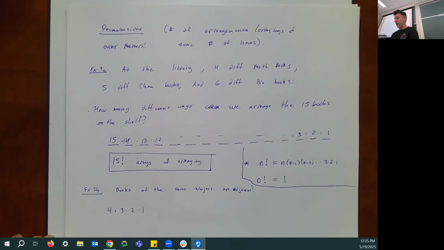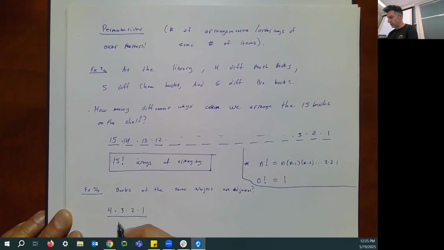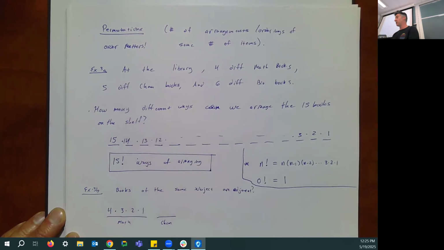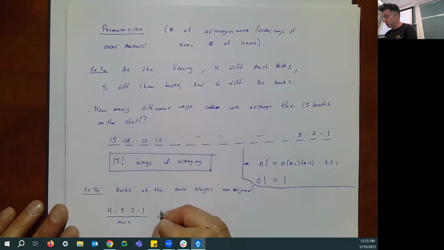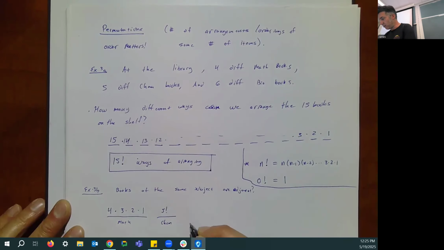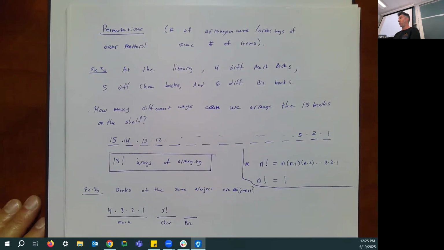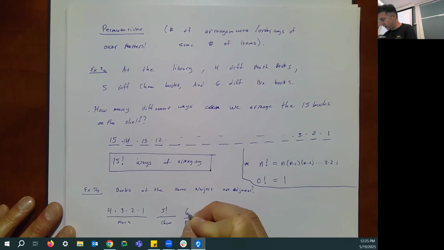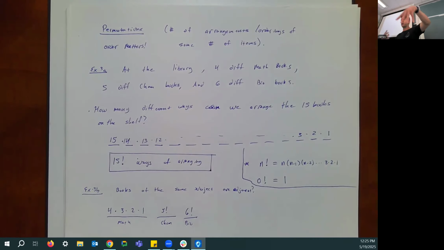And then let's say we have chemistry next. Instead of writing it all out, there are five different chemistry books, so there's 5 factorial ways we can arrange those five books. They're still all next to each other. And then for the biology books, since there's six of them, there's going to be 6 times 5 times 4 times 3 times 2 times 1, or 6 factorial ways of ordering those 6 books, so they're all still next to each other.